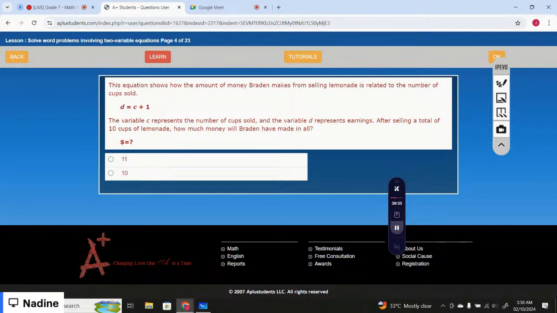Replace C with 10, so 10 plus 1 is 11. The correct option is 11. Option number 1 is the correct option.